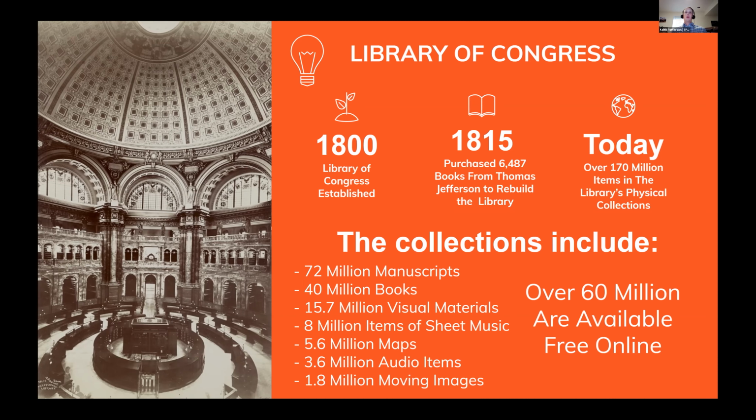Today, they continue to collect not just books, but all sorts of materials across the gamut, really to make sure that they're collecting the best information for those people at Congress, and also make it widely available to the American people. And like it says there, with well over 170 million items in the physical collections, and many, many more in the digital collections. You can see there the collections include millions and millions of different things, including manuscripts, books, visual materials, sheet music, maps, audio items, moving images, 3D objects, with well over 60 million of those being available at loc.gov online for free for your use. They belong to all of us, and our grant really is intended to make sure that educators are aware and can effectively use those resources.